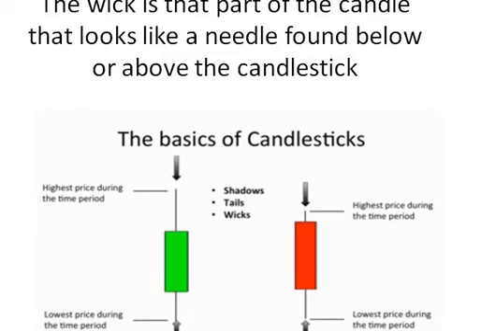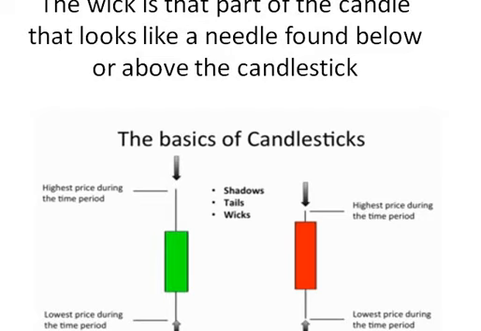Okay, what can you see here? The wick. We're going to be looking at the wick. Now, the wick is that part of the candlestick that looks like a needle. It is found above or below the candle. As you can see, that tiny thing you see there is called the wick. It is important to know what the wick does, or the psychology behind the wick.